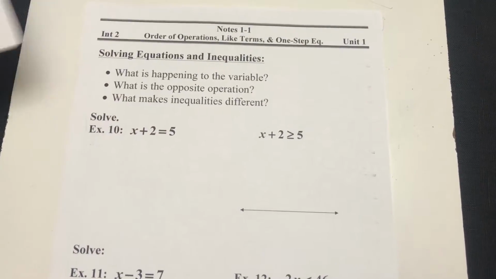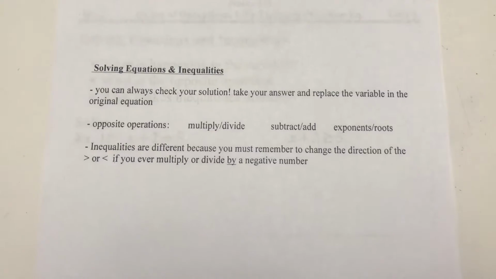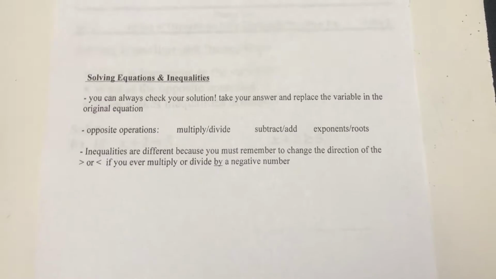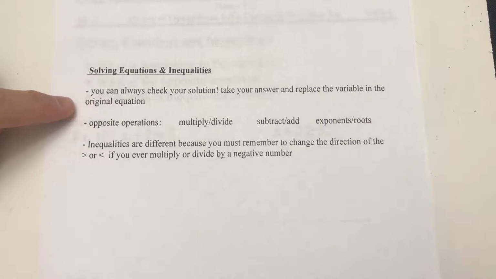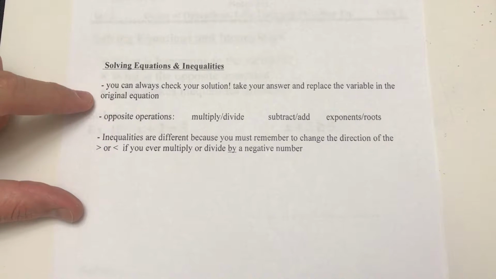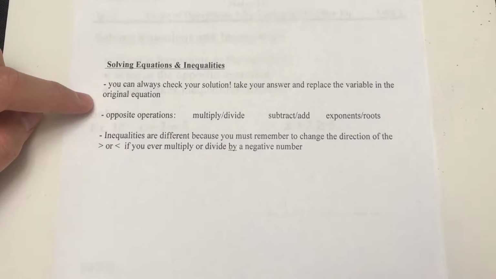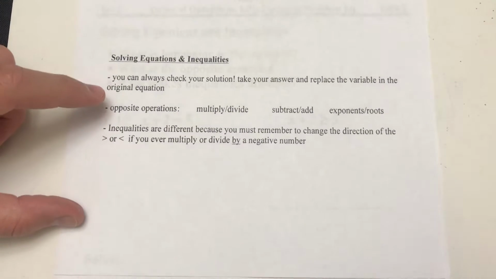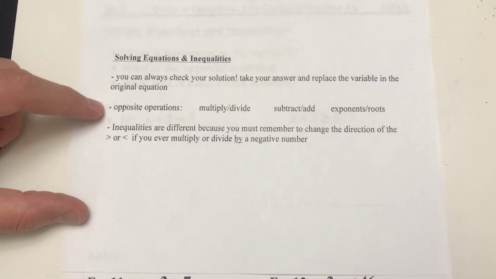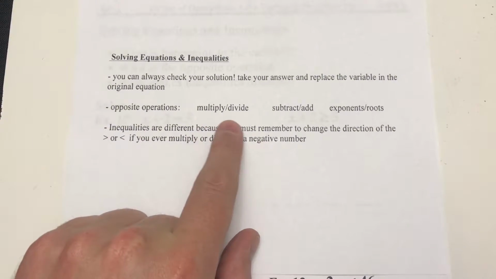A couple of things to note about solving equations and inequalities. You can always check your solution. When you take your answer and replace the variable in the original equation or inequality, you can verify that your answer is correct. Some examples of some opposite operations I have listed are multiplication and division.